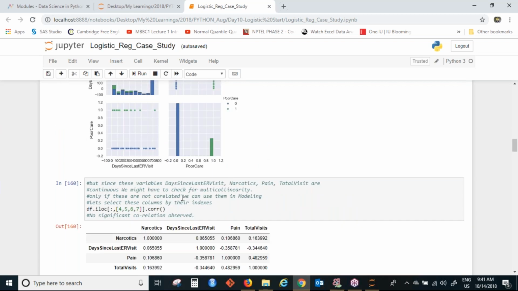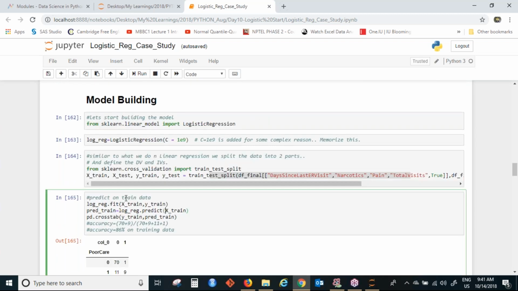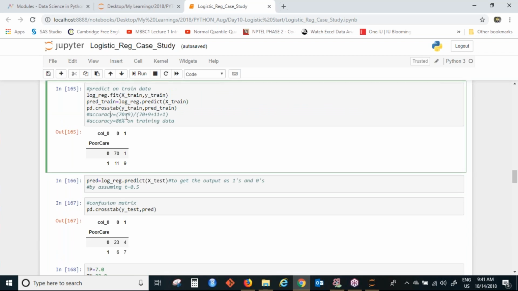So this is what I have done here. Then I have predicted, and after predicting, what have I done? If you remember the crosstab function, guys, we had seen this in the initial days when we were learning Python. The crosstab function we will use to compute the confusion matrix. So this is your confusion matrix.